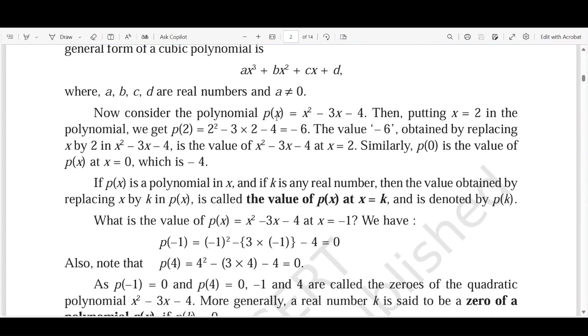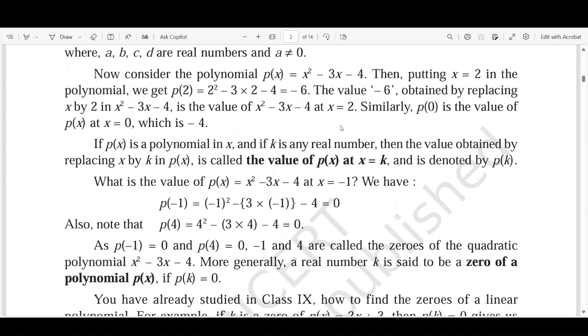So now they have considered a polynomial p of x equal to x square minus 3x minus 4. If they put x equal to 2 in this polynomial, they get the value minus 6. So this minus 6 is the value obtained by replacing the variable x by 2. So the value of the polynomial when x equal to 2 is minus 6. In a similar way, you can substitute any value for this variable x and determine the value of the polynomial at that particular x value, right? Here also they have substituted one more value for x, that is x equal to 0, and they have obtained the answer minus 4.